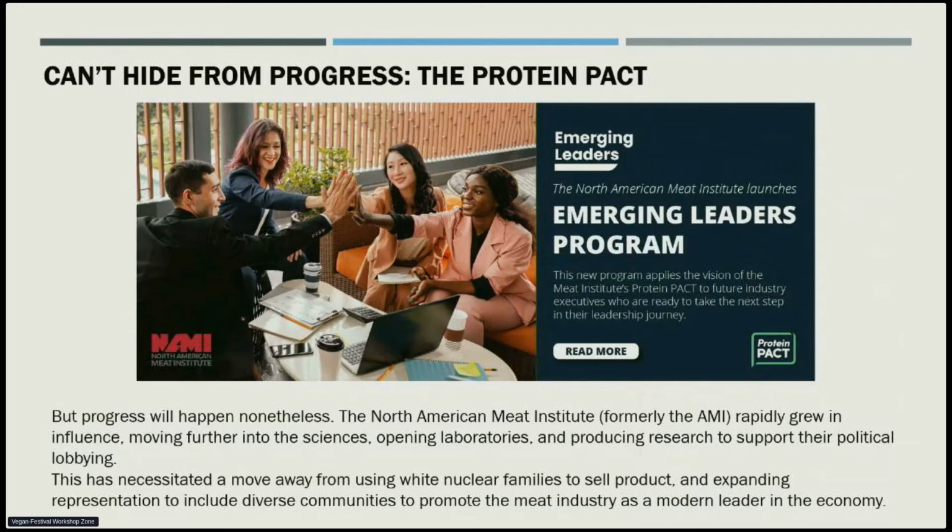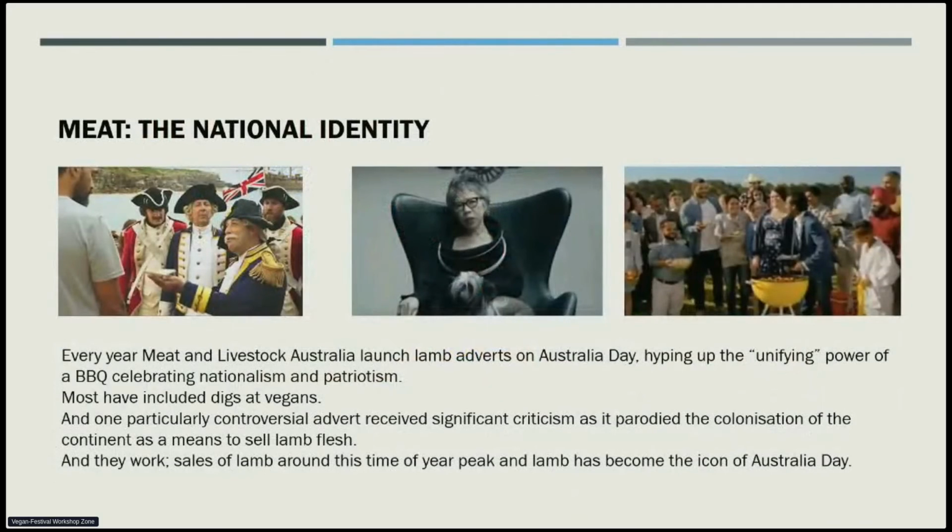And here in Australia, we tap into that idea of national identity in our own advertising. So here's 3 stills from the Meat and Livestock Australia campaigns that they release every year for January 26. And every year they manage to offend a lot of people with this. So they launch these lamb adverts, hyping up the unifying power of a barbecue celebrating nationalism and patriotism. Most of them have a dig at vegans. Sometimes it's more benign.